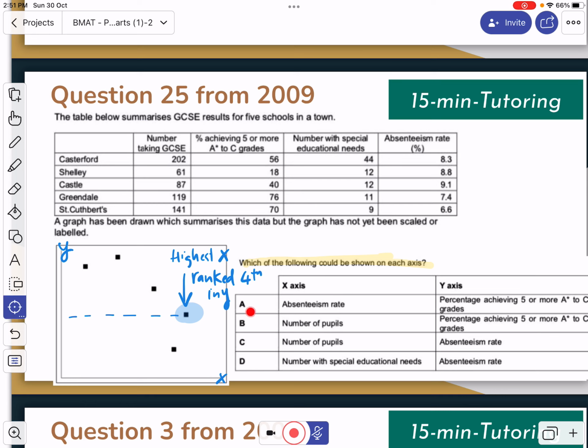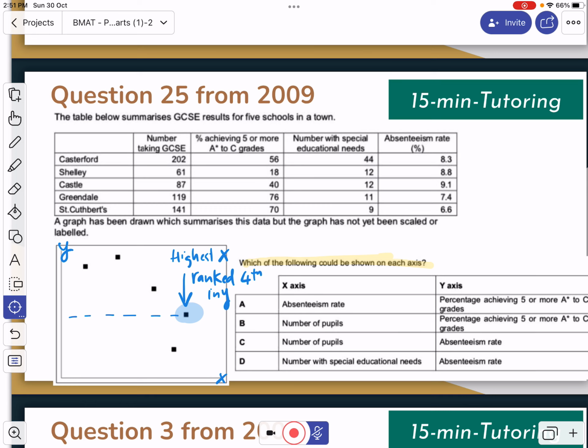So let's take a look at choice A. A proposes that the x-axis is absenteeism rate, the y-axis is percentage achieving 5 or more. Which means, according to A, if you look at the blue school here, it is highest in X but ranked number 4 in Y. Which means this school should be the highest in absenteeism rate but ranked number 4 in percentage achieving 5 or more.